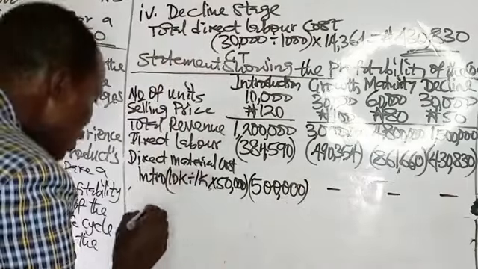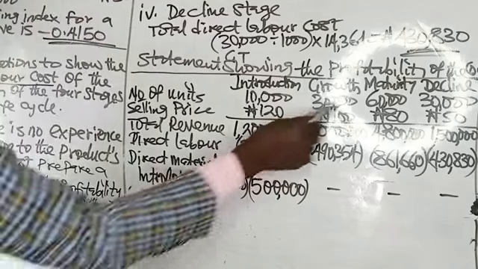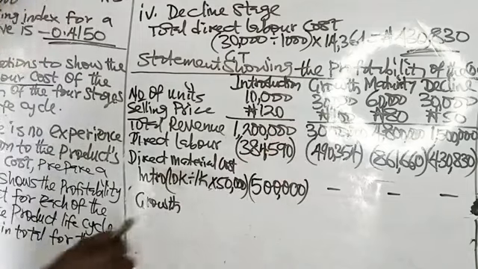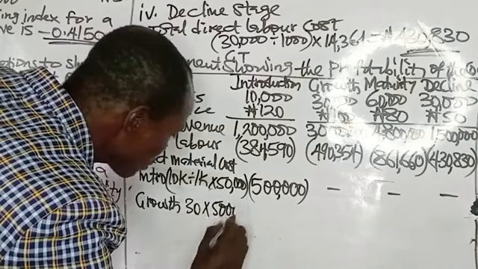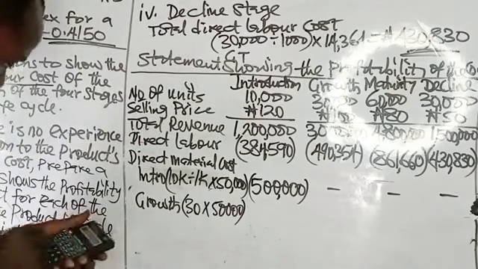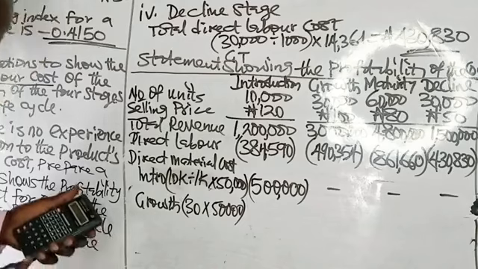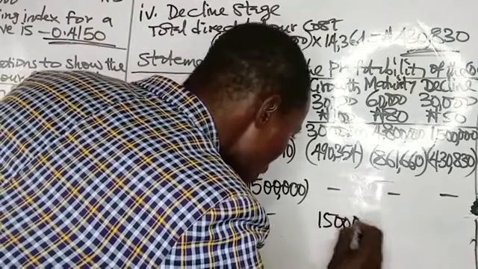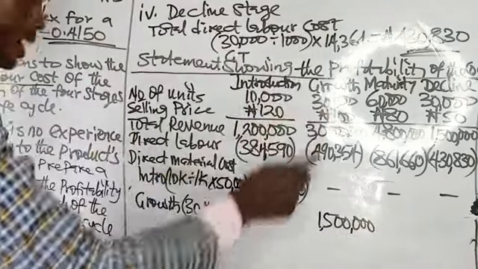Then for growth stage, you have 30,000. 30,000 divided by 1,000 will be 30 batches. 30 times 50,000. That will be 1.5 million. Remember, this 30 is 30,000 divided by 1,000. Please take note of that.